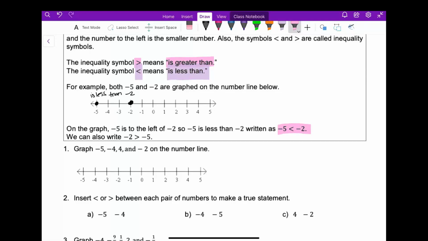So we can write this as -5 is less than -2. I often find that students get a little confused with the symbols, so I'm going to give you a silly example. If you need it, take it. If you don't need it, don't take it.